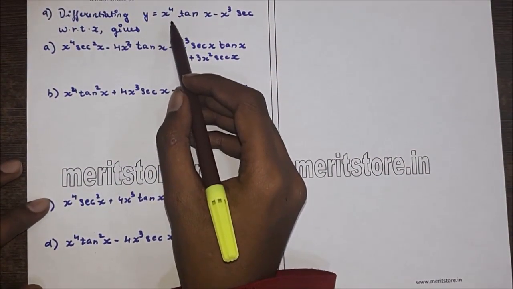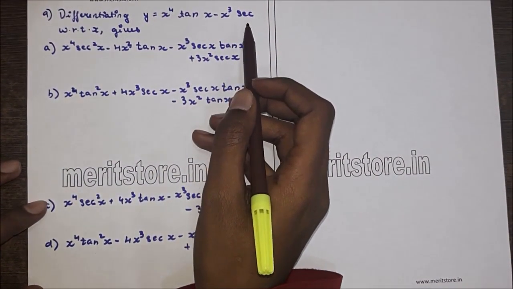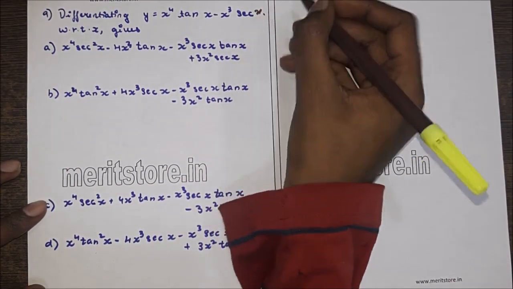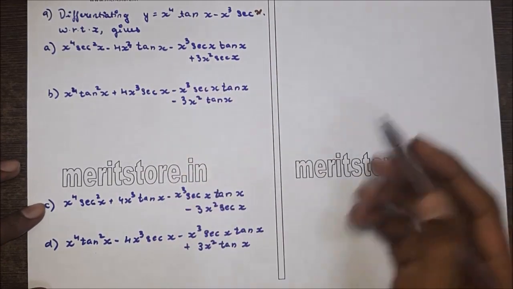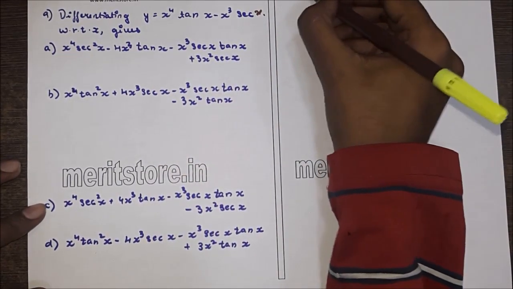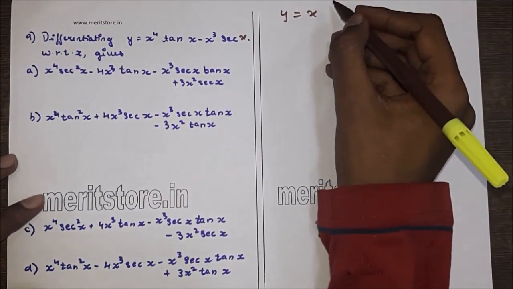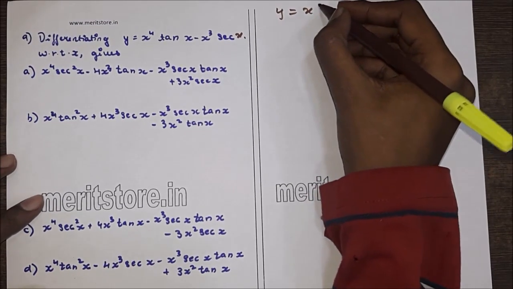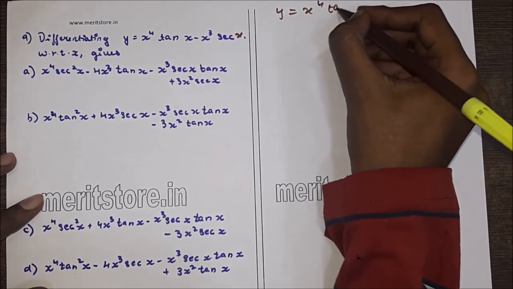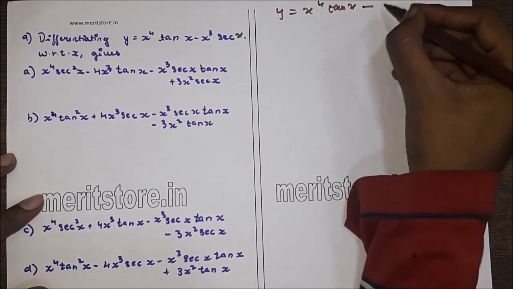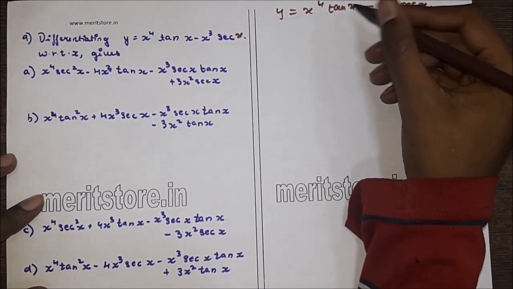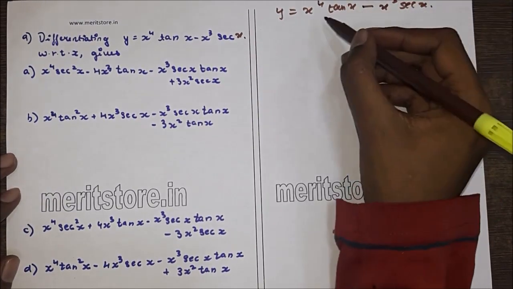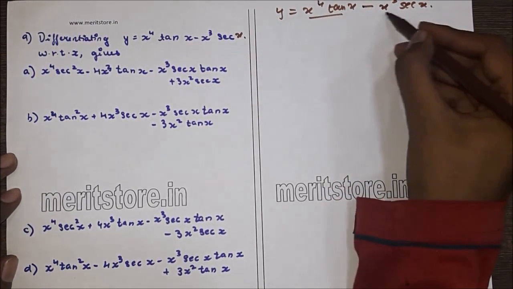Y is equal to x raised to 4 tan x minus x cube sec x. So we have to differentiate y with respect to x, and these are the options. So first we rewrite the expression for y. Y is equal to x raised to 4 tan x minus x cube sec x. Now this is in the form of u into v, differentiation of u into v. So we are using it twice for this term as well as this term.